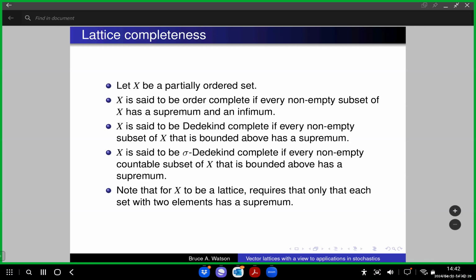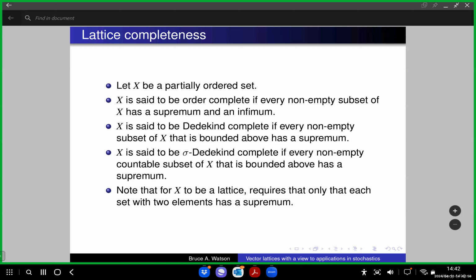The partially ordered set X is said to be Dedekind complete if every non-empty set that's bounded above has a supremum. So the reals are Dedekind complete. Rn with component-wise ordering is Dedekind complete. The Lp spaces are Dedekind complete. That's a bit harder to prove.